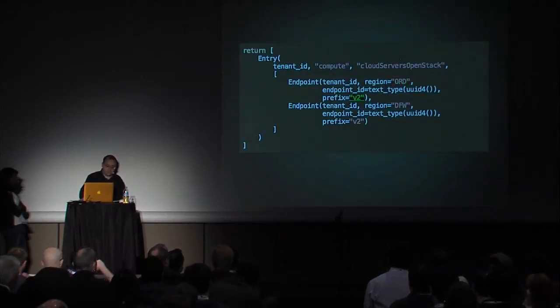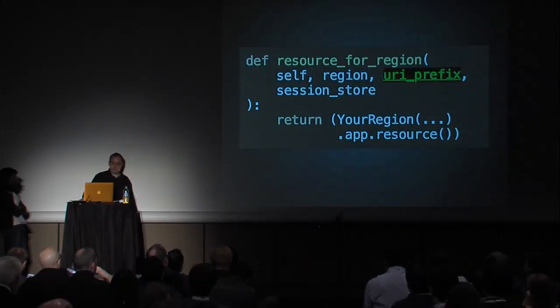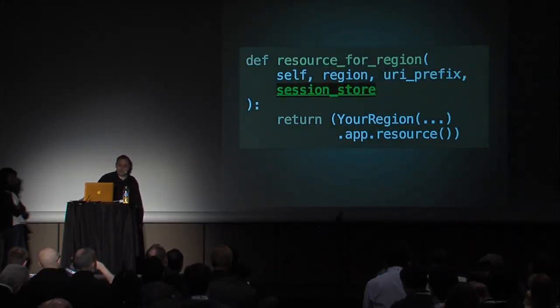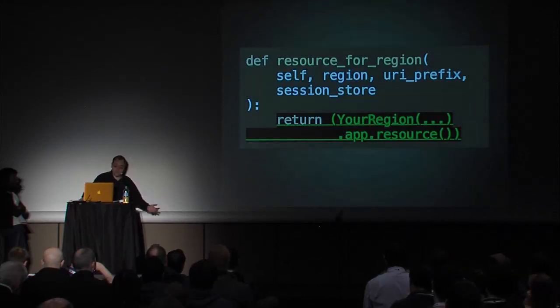Each endpoint also has a URI version prefix that should appear in the service catalog after the generated service URL, but before the tenant ID, and of course the tenant ID itself. Resource for region takes the name of a region, a URI prefix produced by Mimic Core to make URIs for your services unique, so you can generate URLs into your own service if you need to generate them as part of your responses, and a session store where the API mock may look up the state of the resources it's pretended to provision for this tenant before. It returns an HTTP resource associated with the top level of any given region. This resource then routes the request to any tenant-specific resources associated with the full URL path.